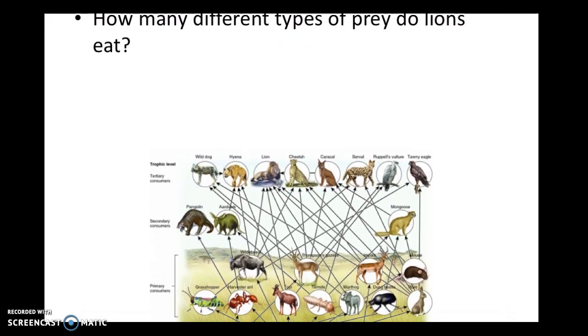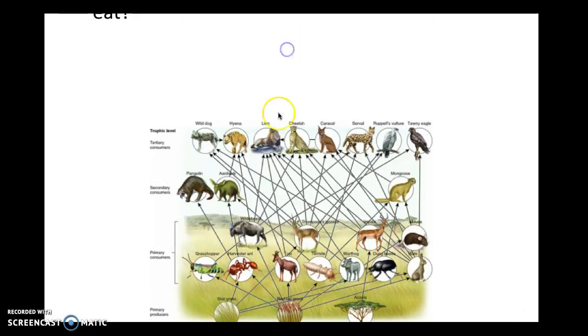So here is another example. How many types of prey do lions eat? So here's a lion. Okay, so they eat wildebeest, they eat topi, they eat Thompson's gazelle, they eat impala, they eat the mouse, and what else? They also eat the hare, and you can look at all these arrows. All the arrows pointed to the lion are the things that contribute energy and nutrients to that lion. The lion eats 7 things.